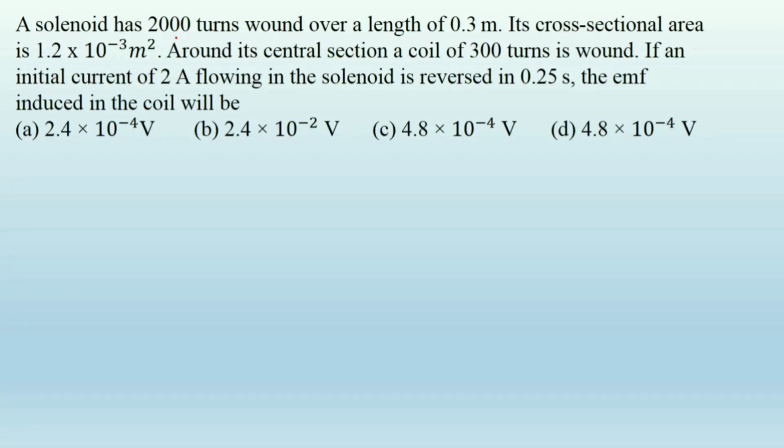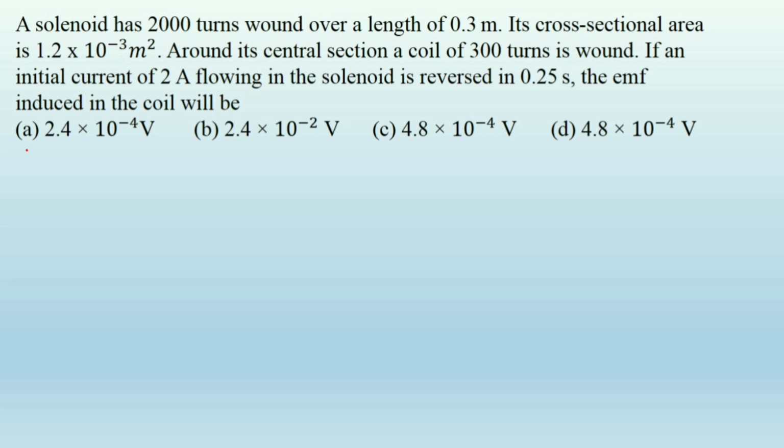A solenoid has 2000 turns wound over a length of 0.3 meter. Its cross-sectional area is 1.2 into 10 raised to minus 3 meter square. Around its central section, a coil of 300 turns is wound. If an initial current of 2 ampere flowing in the solenoid is reversed in 0.25 second, the EMF induced in the coil will be? See here, the first solenoid has 2000 turns. At its central section, one more coil is wound which has 300 turns. So we have to calculate the EMF induced in the coil.